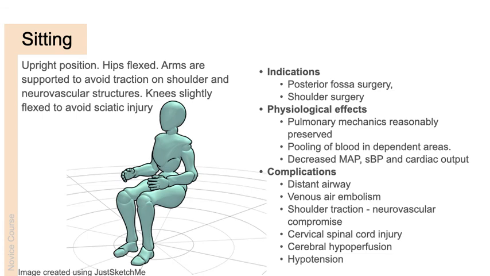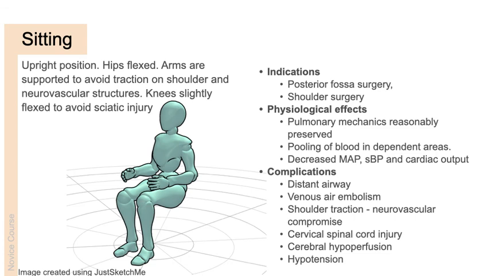The physiological effects of a patient being anaesthetised in the sitting position involve pooling of blood in dependent areas, so it's your feet, your legs, decreased mean arterial pressure and systolic blood pressures, and therefore decreased cardiac output. So you really have to make sure that you're maintaining patients' mean arterial pressure, especially if you have invasive arterial blood pressure monitoring, that you are adjusting it correctly so it's at the level of the right atrium.